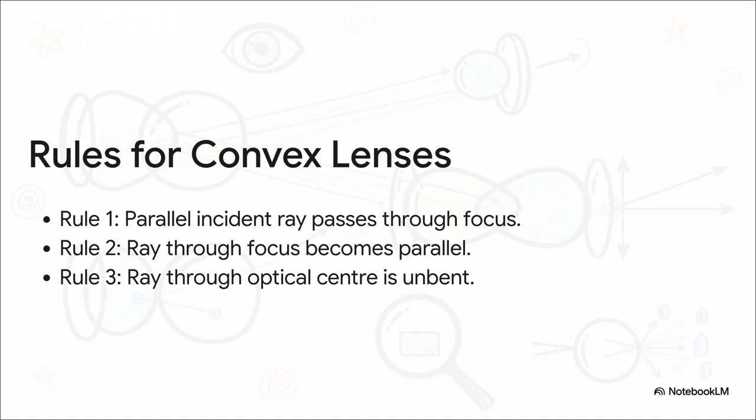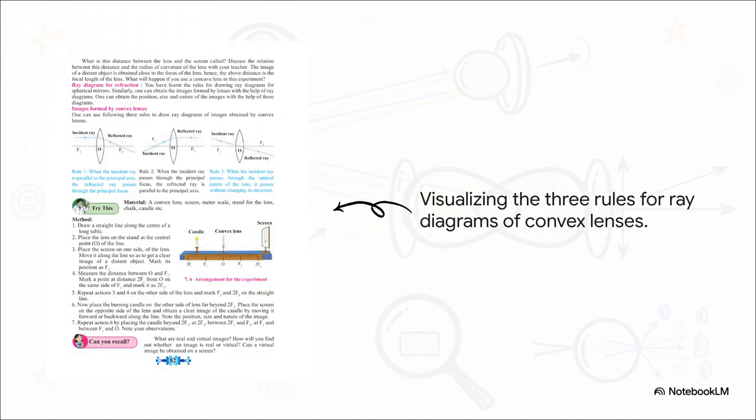And Rule 3, which we just discussed, when the incident ray passes through the optical center, it goes straight through without changing its direction. Now let us visually verify these rules. In that first diagram, the incident ray comes in parallel, and the refracted ray neatly passes through the focus. In the second, the ray goes through the focus first and then emerges perfectly parallel. And in the third, the ray hits the optical center and travels straight through.